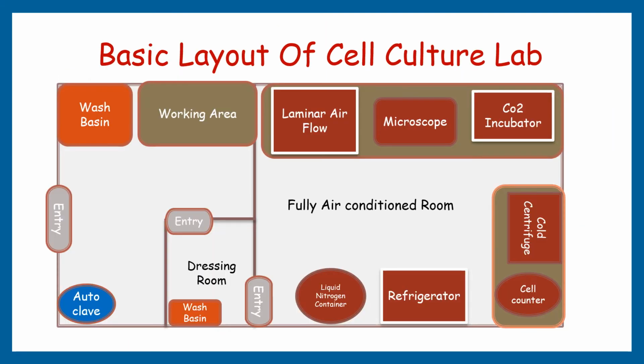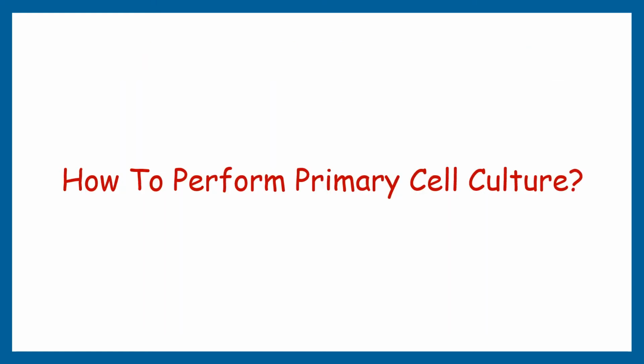So have a look at the generalized layout of a cell culture lab. All the major equipment should be placed in a closed, fully air conditioned room. Before you enter the lab, maintain hygiene: remove shoes, wash your hands, wear a lab coat, and then enter the lab. The autoclave should be placed outside the culture room, where you can prepare the media, pack it, and then sterilize it in the autoclave machine. Let's have a look now at how to perform primary cell culture.